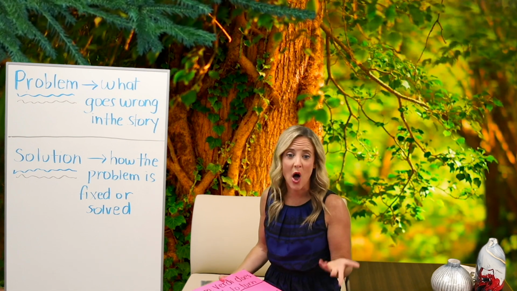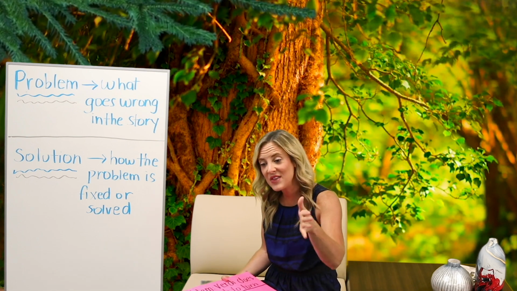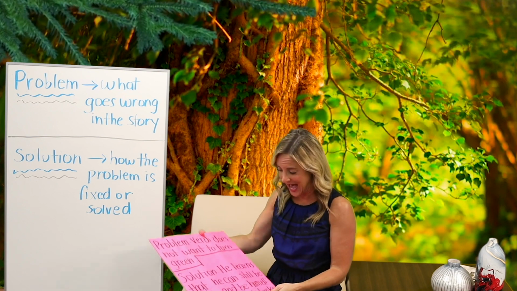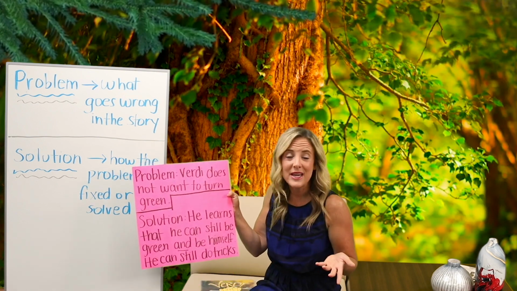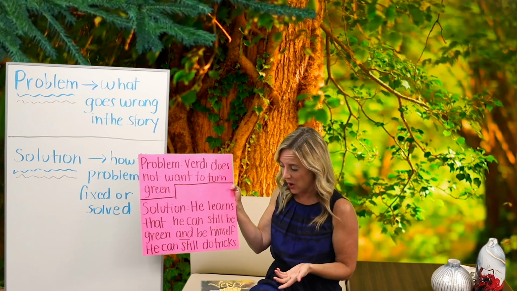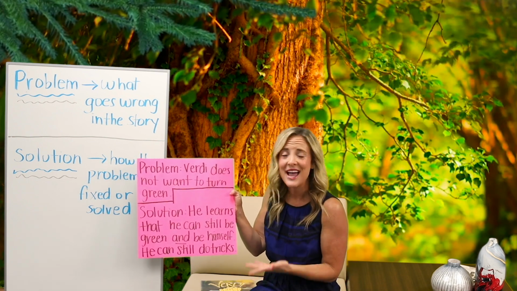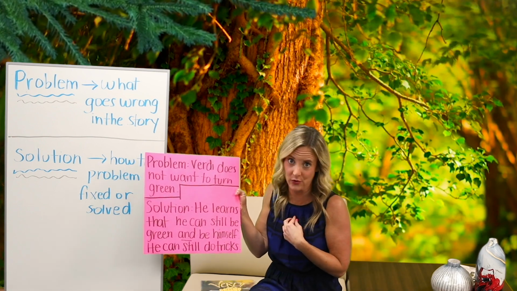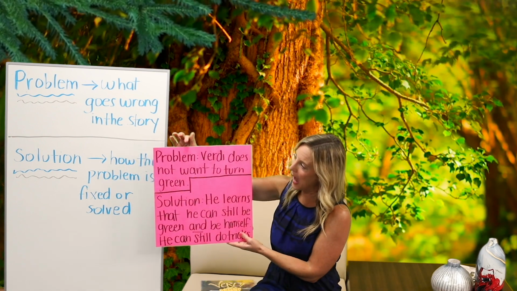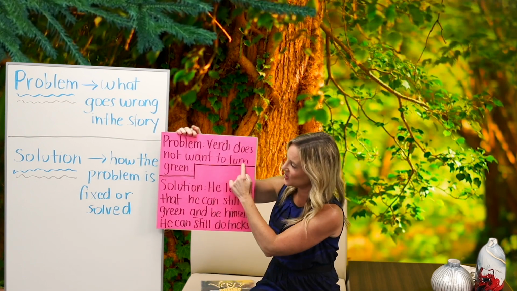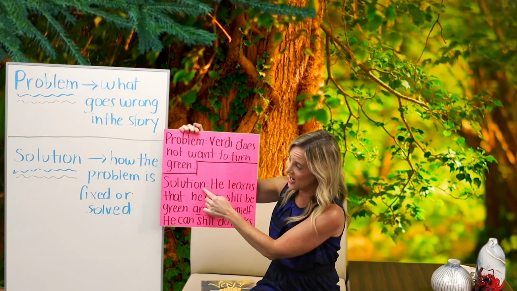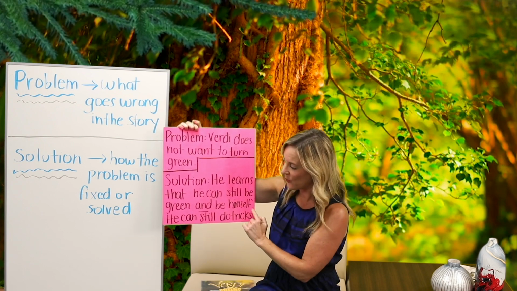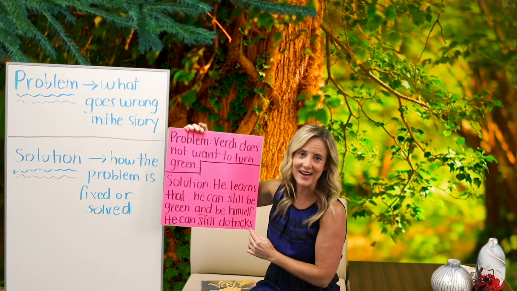So the way he ends up solving his problem is through all of these actions throughout the story and major events. He realizes that he can still be green and be himself, and that he can still do tricks and do all of the things that he liked to do when he was yellow, even though he's now green. So our problem is Verity does not want to turn green, and our solution is he learns that he can still be green and be himself. He can still do tricks.